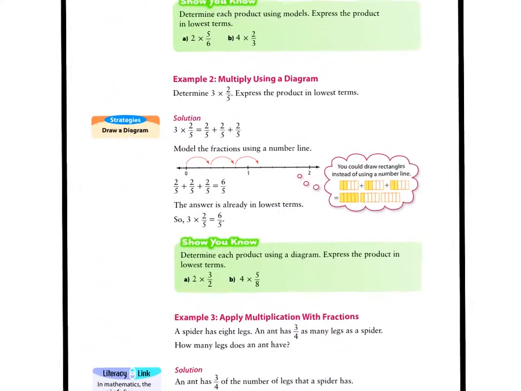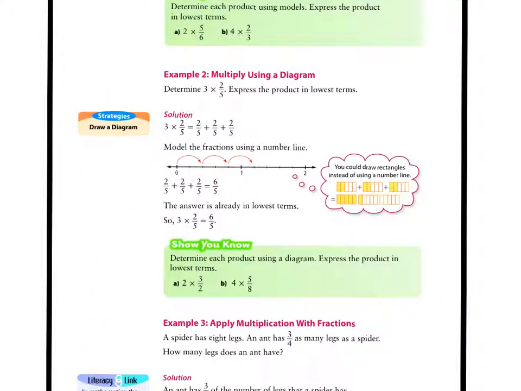Now the third way that you're going to be asked to model is a number line. So let's take a look at the number line. Let's just look at the example number 2 they do for us. Okay? So we have 3 times 2/5. 3 times 2/5 is the same as 2/5 plus 2/5 plus 2/5.